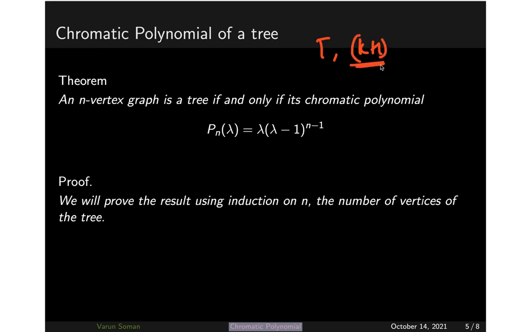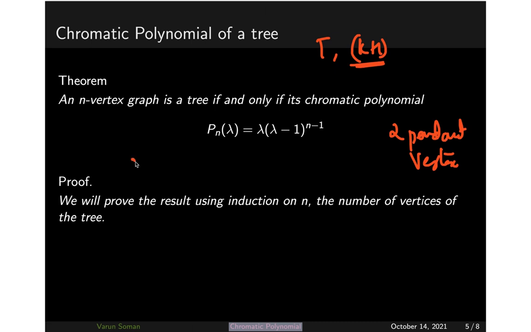You already know that every tree has at least two pendant vertices. What do we mean by a pendant vertex? A pendant vertex is a vertex that has degree 1. So every tree has at least two pendant vertices. We have studied this while we discussed trees. Now consider a pendant vertex.